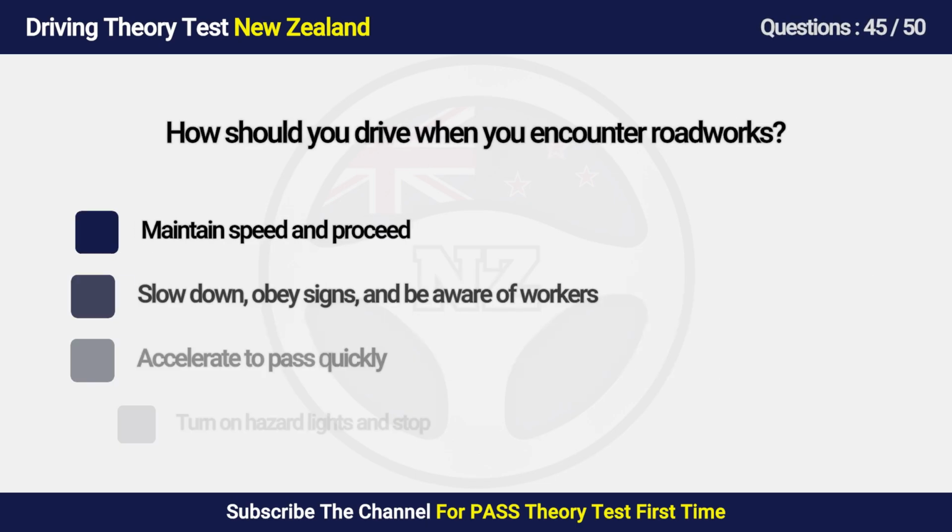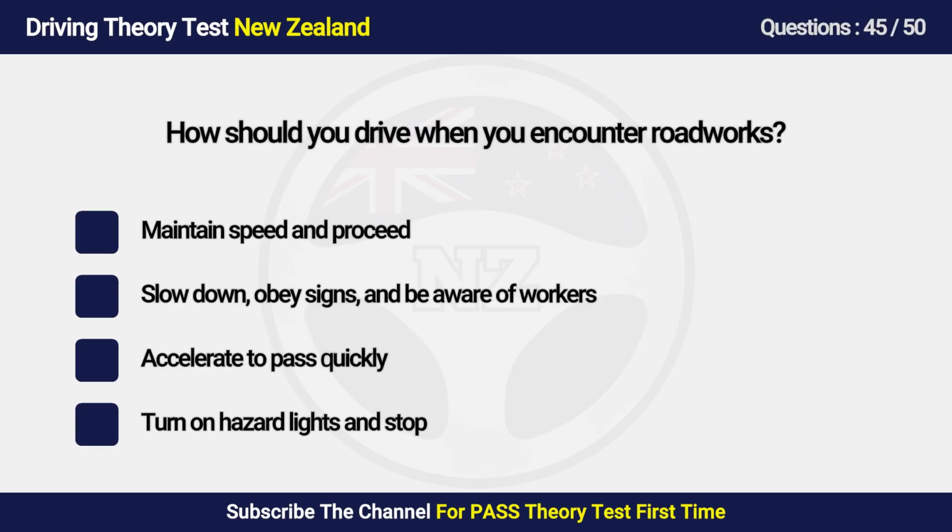Question 45. How should you drive when you encounter roadworks? A. Maintain speed and proceed. B. Slow down, obey signs, and be aware of workers. C. Accelerate to pass quickly. D. Turn on hazard lights and stop.